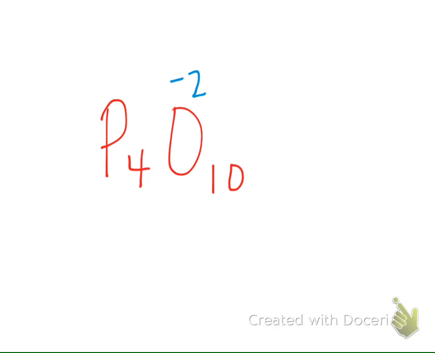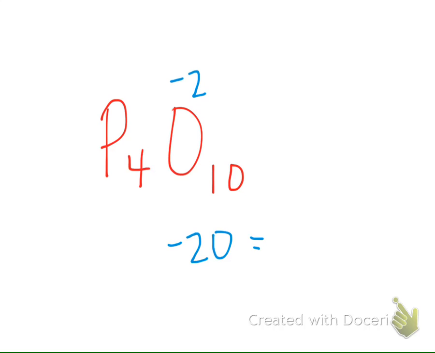Just because the molecule is bigger doesn't mean our process gets any different. We still have oxygen and we have phosphorus. Between those two, which one are we sure of? Oxygen. Yeah, we're sure that oxygen is going to keep its -2. So oxygen gets its -2, and if we have 10 of those, that means our total down here at the bottom might be what? Yeah, -20.